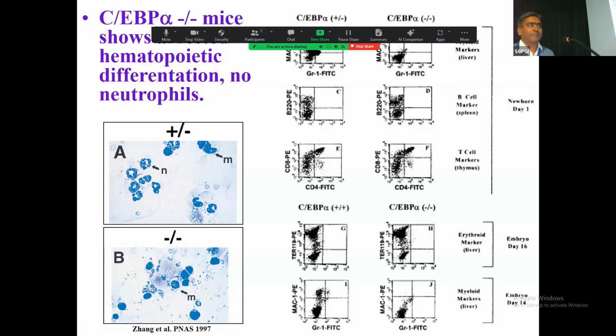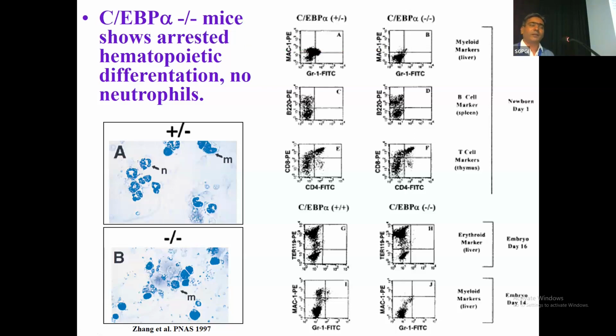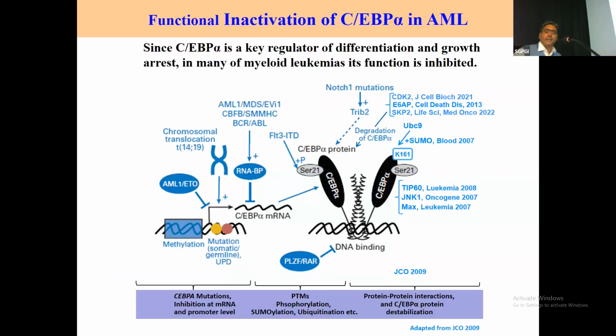And down the line, it was found that in a majority of AML cases, CEBP alpha is affected. In almost 10 to 15% of cases there are mutations, and in many of the other cases it has been shown that there are certain antagonistic proteins or post-translational modifications that make it inactive. Like I said, it is very crucial for neutrophil differentiation, and hence it is at the center of attack in most of the AML cases.